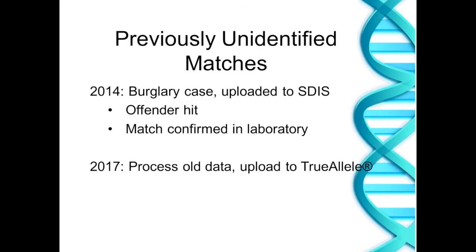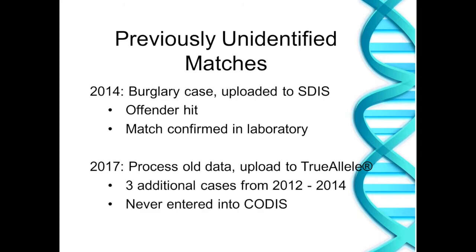So going a little bit further with this, in our databasing run, we had some previously unidentified matches, some ones that we didn't know about. In 2014, we had a burglary case that was uploaded to SDIS. We got an offender hit on it, and the match was confirmed in the lab. After processing all of the old data in 2017, we uploaded to TrueAllele and found 3 additional cases from 2012 to 2014 that ended up matching this reference sample. But they had never been entered into CODIS. And so that was a bit disturbing to us. And we asked, why were these samples never put in? If we're getting 3 additional cases from the same time frame, why did these never go into CODIS?